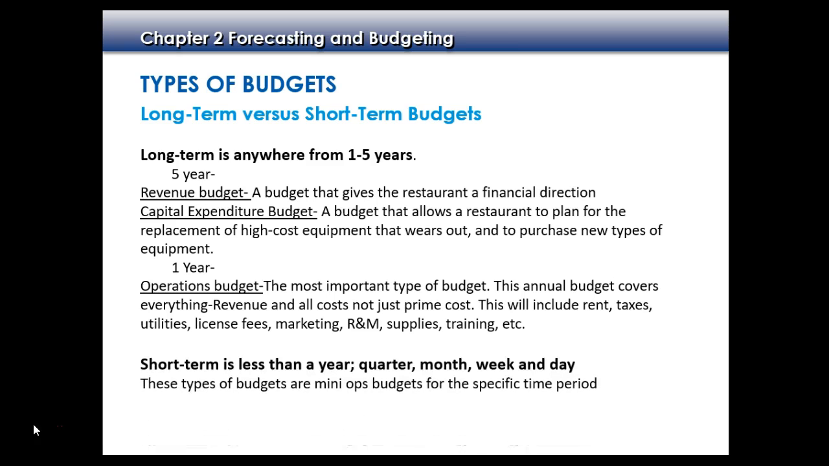And then your short term is less than a year, usually in quarterly, monthly, weekly, bi-weekly, daily. So these are just like little mini ops budgets just to keep everything in line.